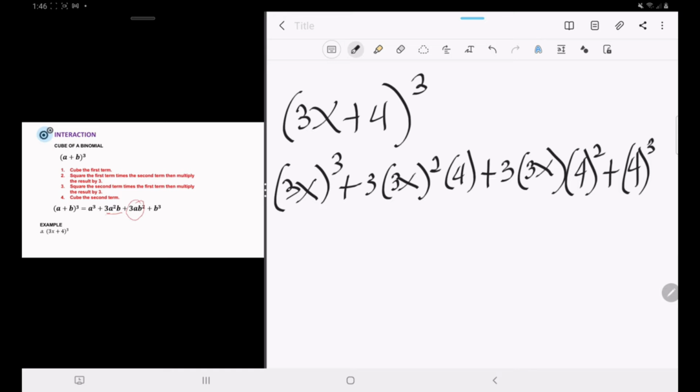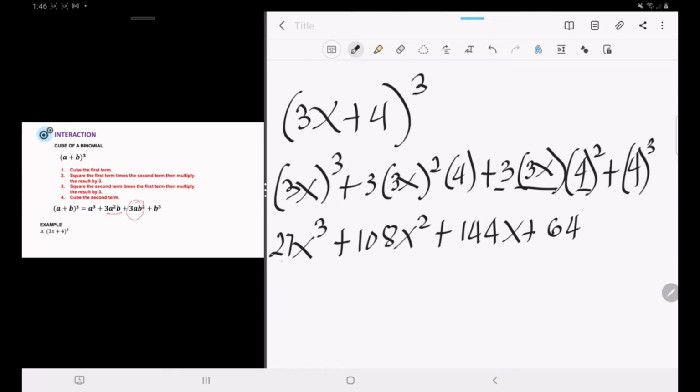The next step is to simplify. 3x cubed is 27x cubed. Then we have 3 times 3x squared times 4, which is 108x squared. Then plus 3 times 3x times 4 squared, which is 144x, plus 4 cubed is 64. So the product is 27x cubed plus 108x squared plus 144x plus 64.